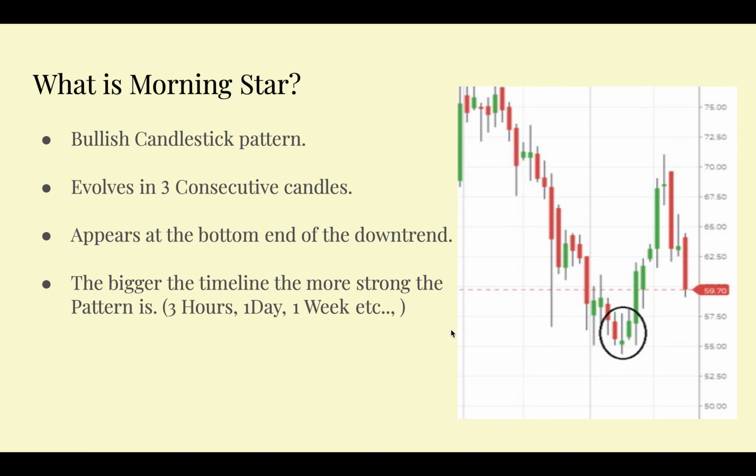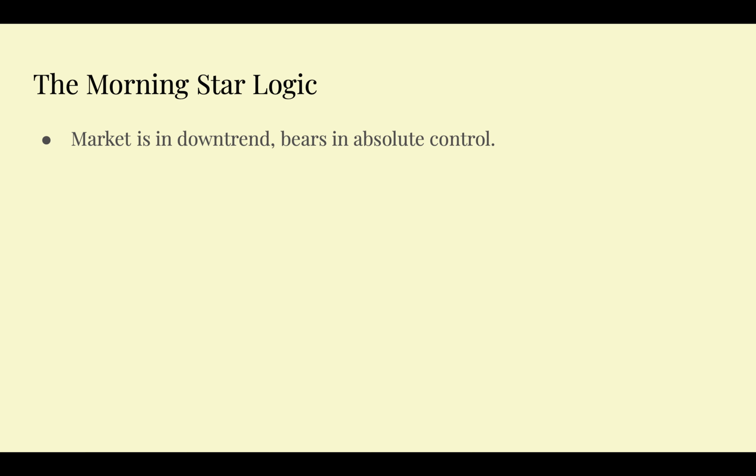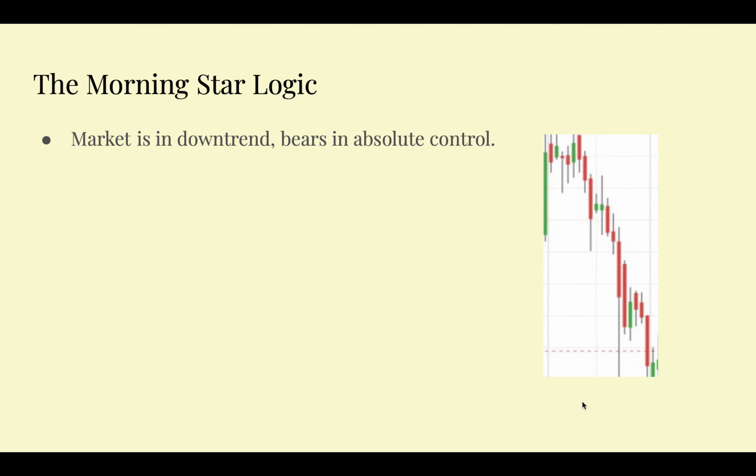Okay, so now let's understand the logic behind the morning star candlestick pattern. The market is in a downtrend, bears in absolute control, meaning the stock is falling down, making new lows, new low, new low, like this. The stock is falling, right? Nothing is usually happening, like reversing or anything like that, right?